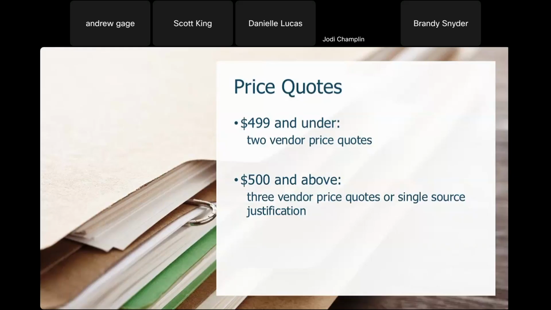All right. We're going to go through price quotes. In addition to a completed application form, you will also need to include price quotes for each item you are looking to purchase. If an item is $499 and under, 2 vendor price quotes are needed. If the item is $500 and above, 3 vendor price quotes or single source justification. Please review the purchasing procedures in the QWL guidelines for more information.